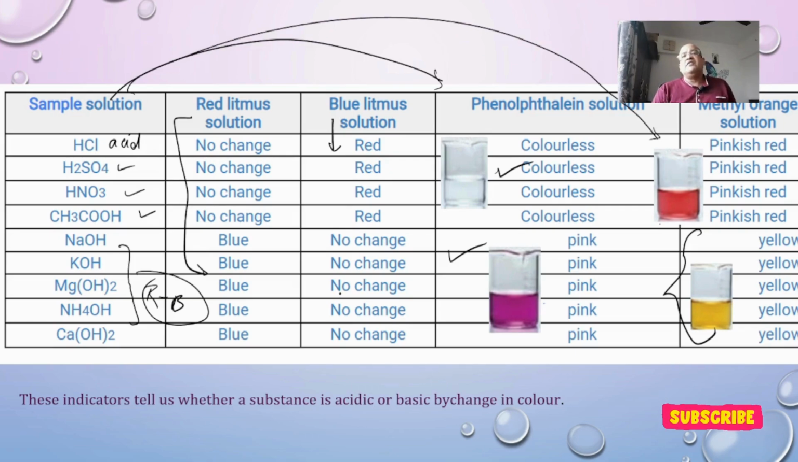So students, today we have seen what acids and bases are and how the color changes of litmus paper, phenolphthalein, and methyl orange indicate acids and bases.